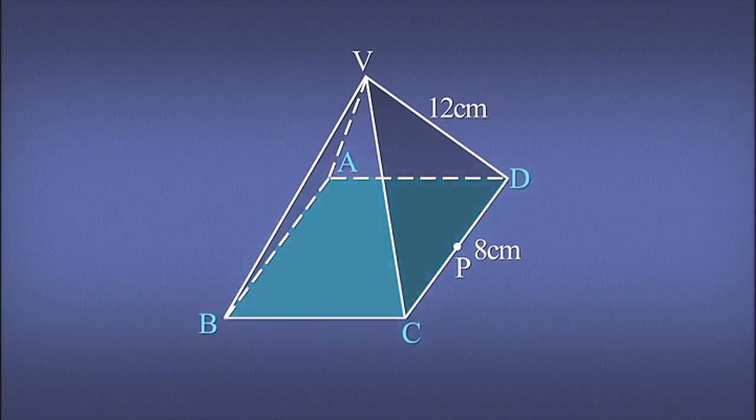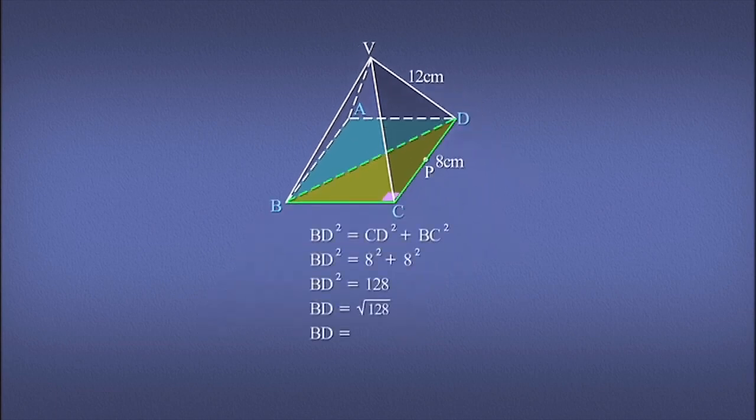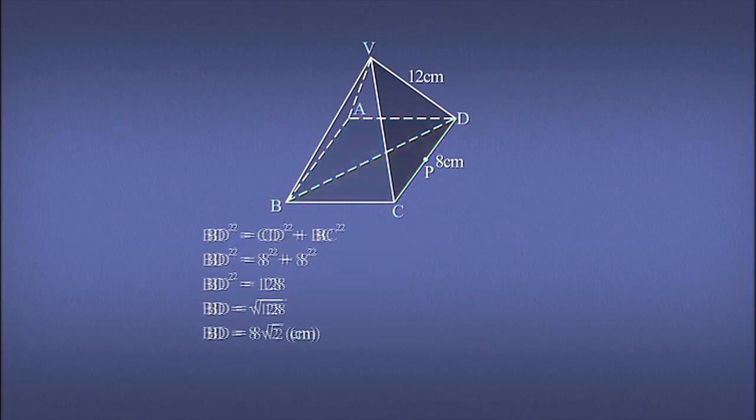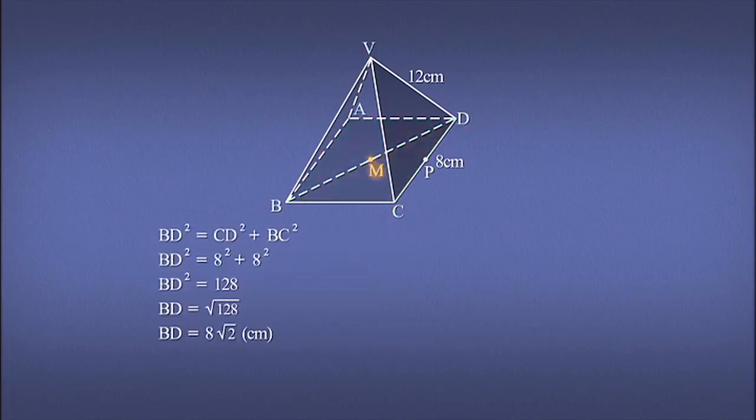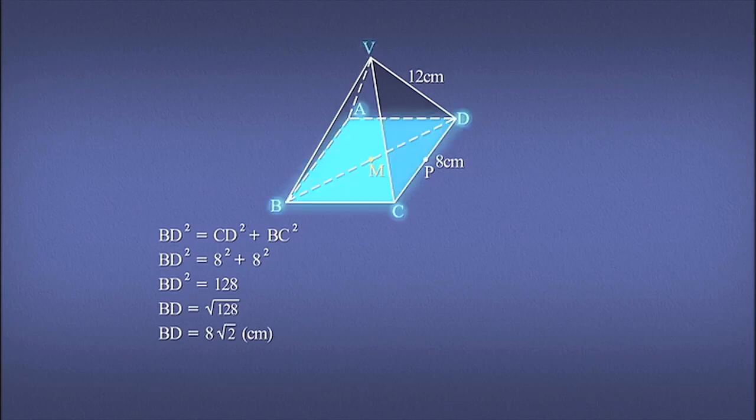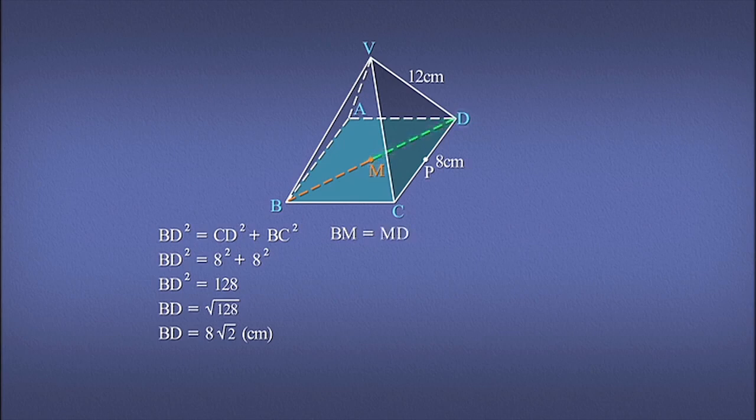The base of a regular pyramid is a square. Triangle BCD is a right-angled triangle. Let's apply Pythagoras' theorem. The length of BD is 8 times the square root of 2 centimeters. Point M is a projection of point V on the plane ABCD. BM is equal to MD. MD is half of BD. Therefore, the length of MD is 4 times the square root of 2 centimeters.